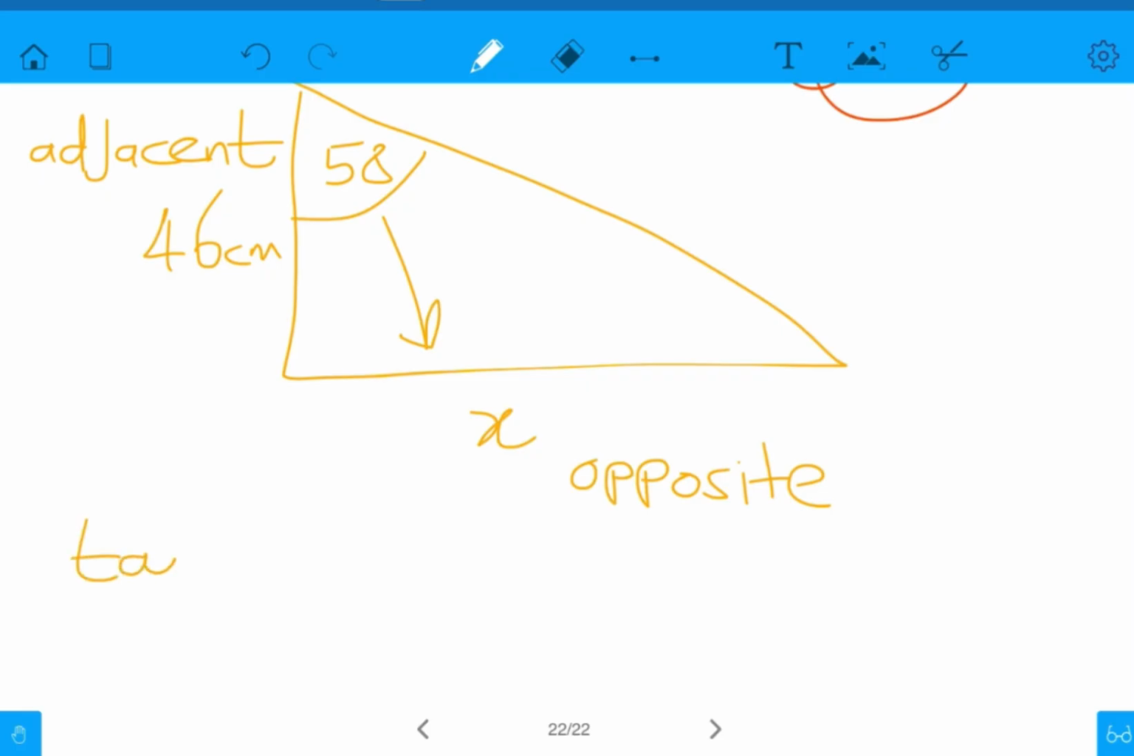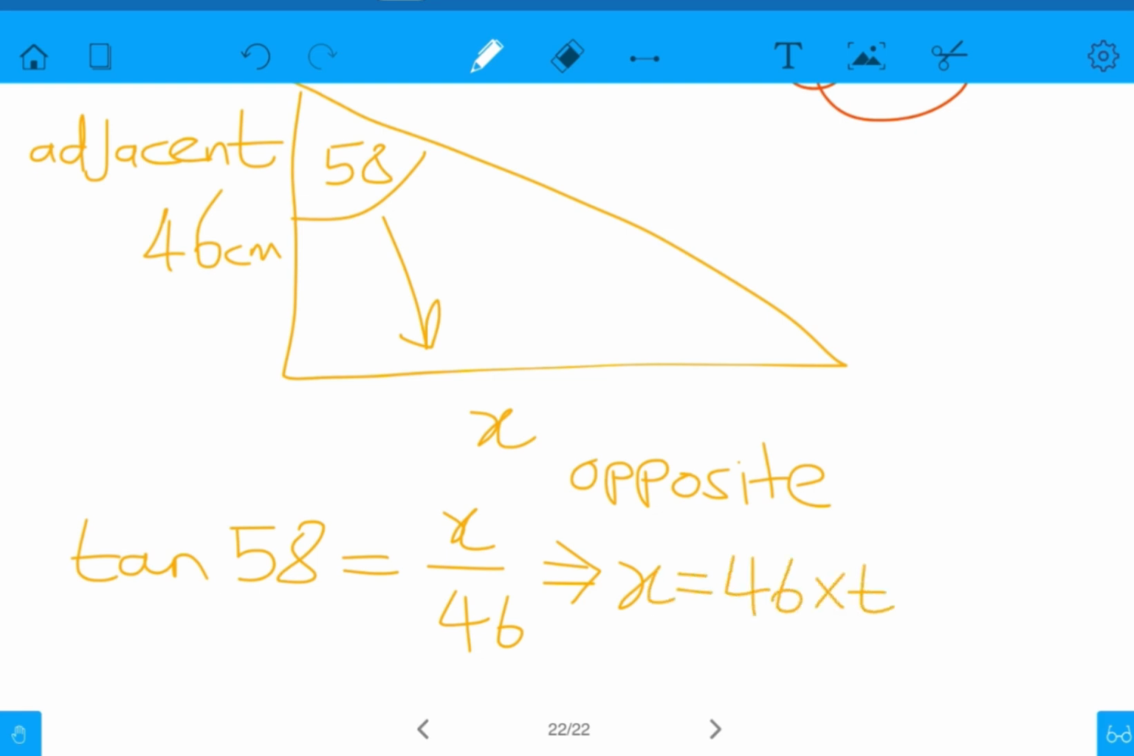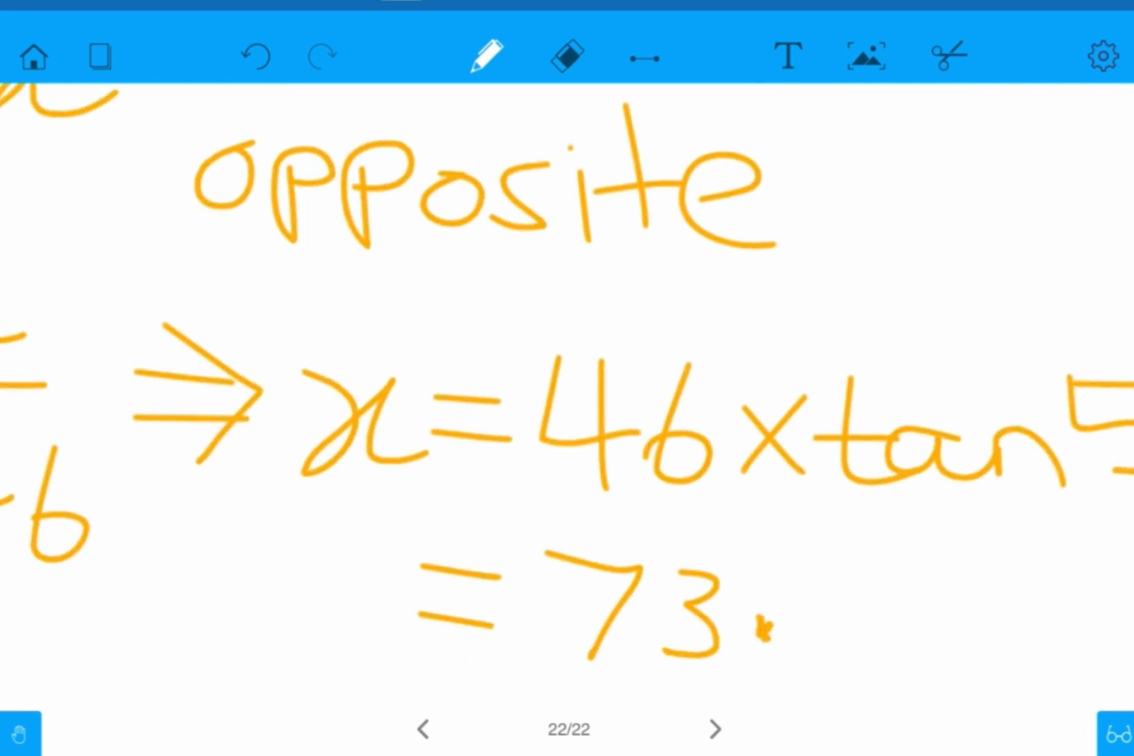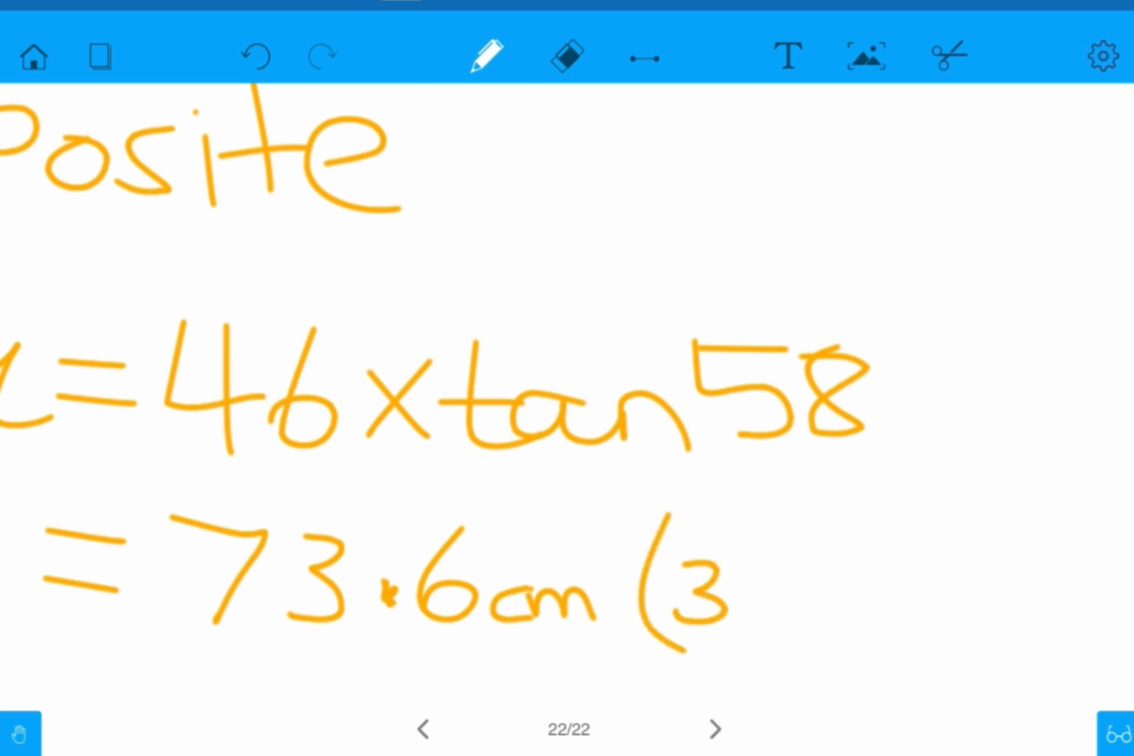So tan of 58 is equal to opposite over adjacent. So opposite is X and adjacent is 46. And then to rearrange this for X, that would be X is equal to 46 times tan of 58, 73.6 centimeters to three significant figures.